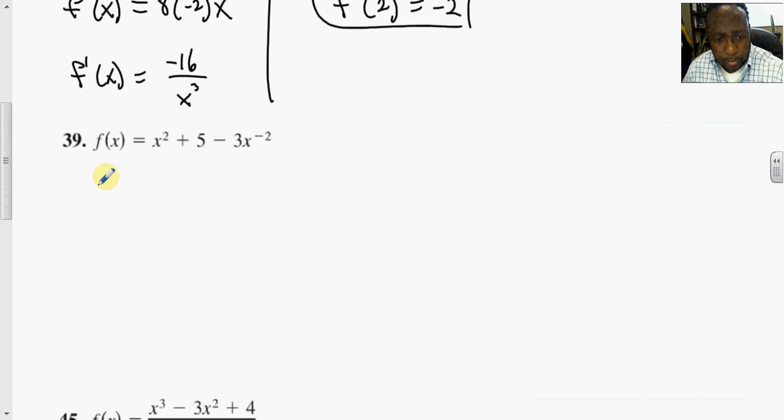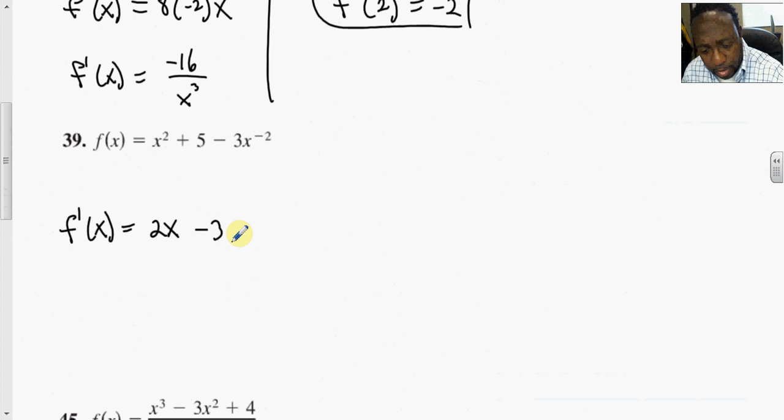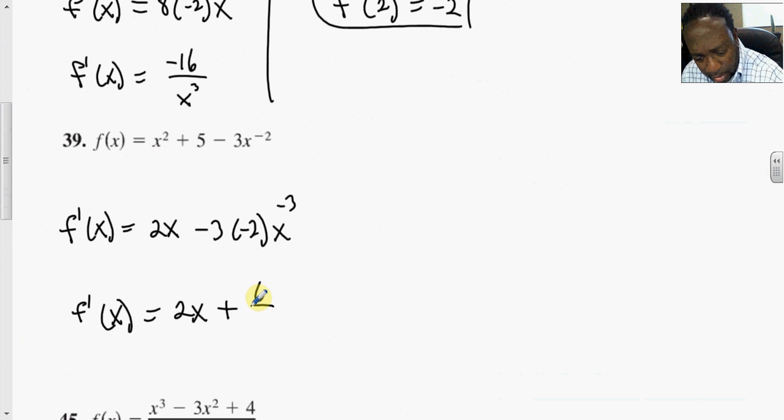Moving on, find this derivative. So f prime of x is equal to 2x. The derivative of 5 is 0. And then this is minus 3 times negative 2 times x to the negative 2 minus 1, which is negative 3. So f prime of x is 2x plus 6 over x to the third.